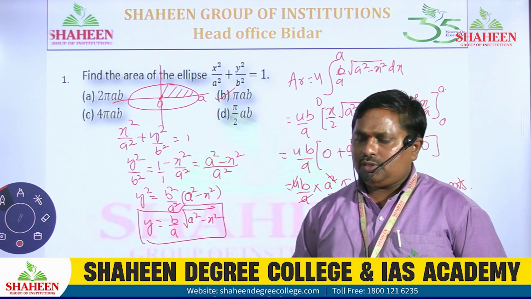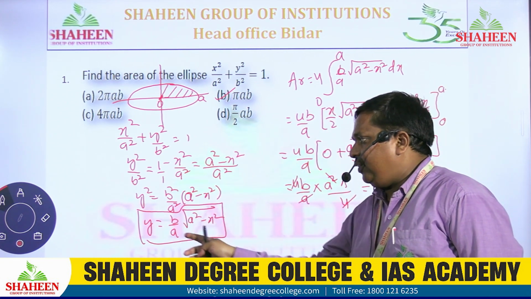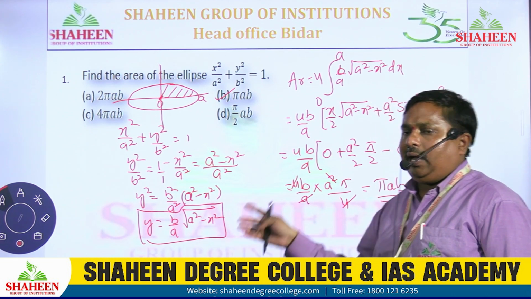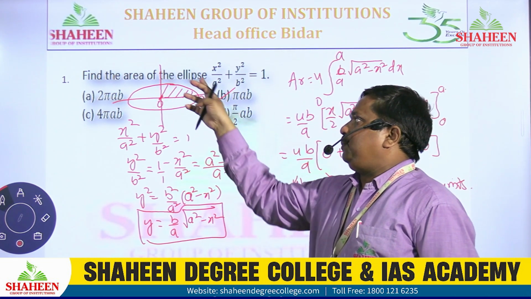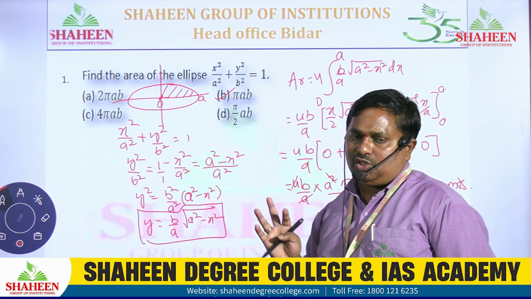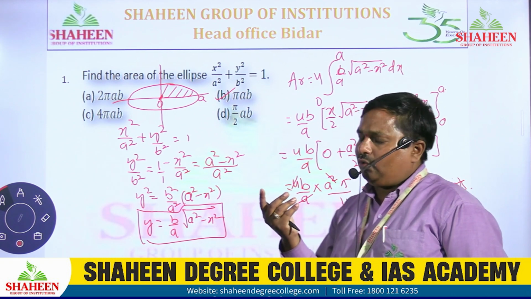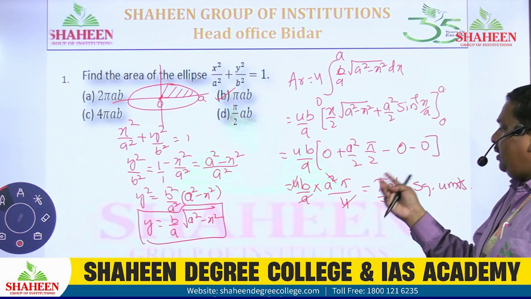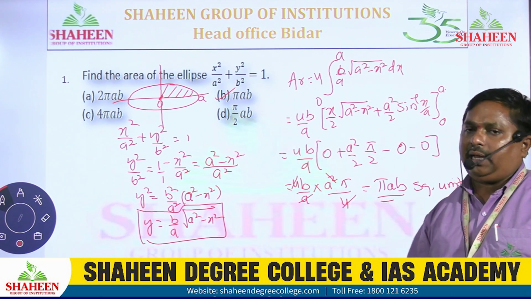Understood? So in this way we are first forming the y equal to f of x curve equation and integrating from 0 to a, because this first portion is from the origin to the vertex a, 0 to a. Then finding one area and multiplying by 4. Four times the area will be pi ab, area is pi ab. That is the second option, correct.